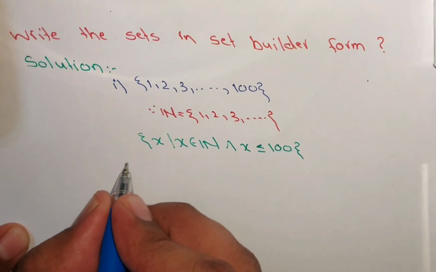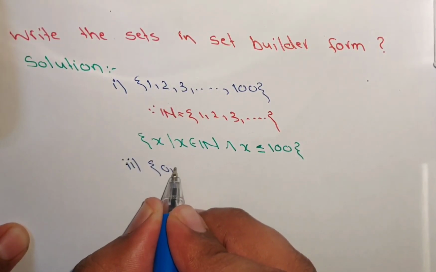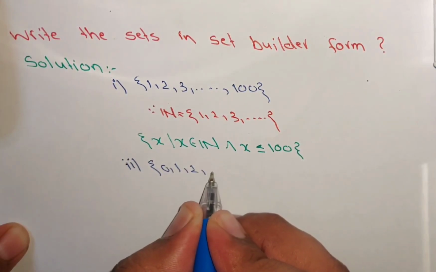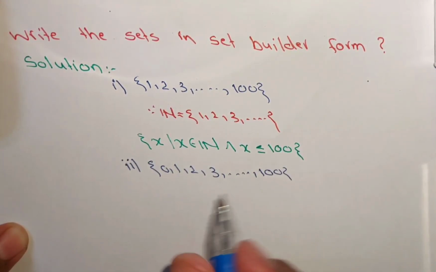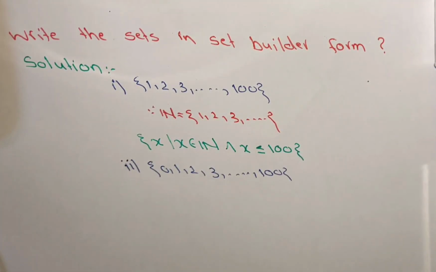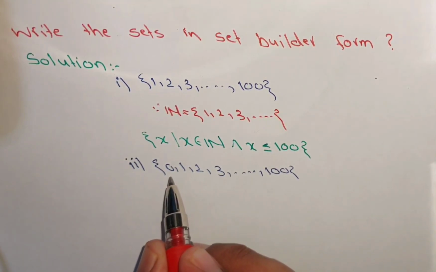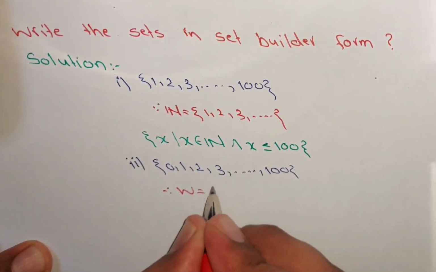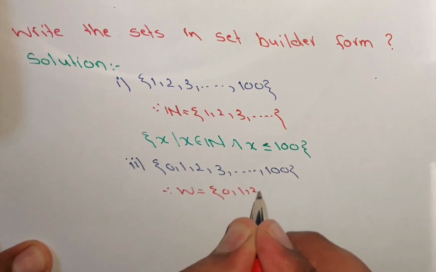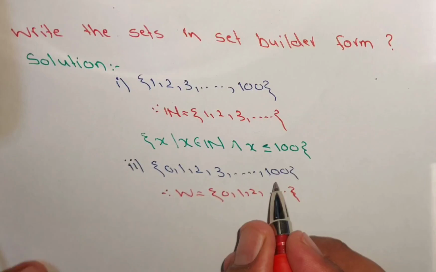Now we will study example number 2. If I write a set in which 0 is also included, 0, 1, 2, 3 and so on till 100, how do we write this in set builder form? This is a sequence of whole numbers. We know that in whole numbers we have 0, 1, 2 and so on, but here we have 100 whole numbers.